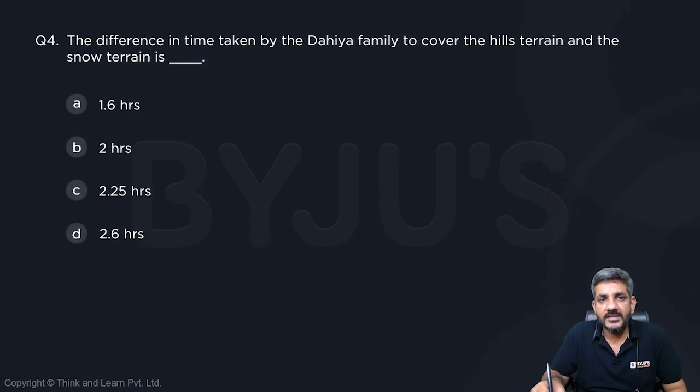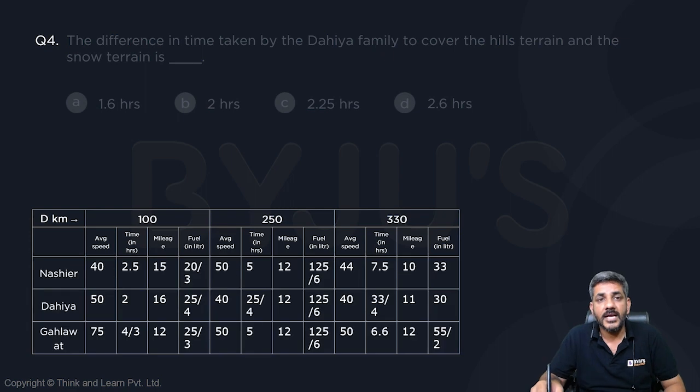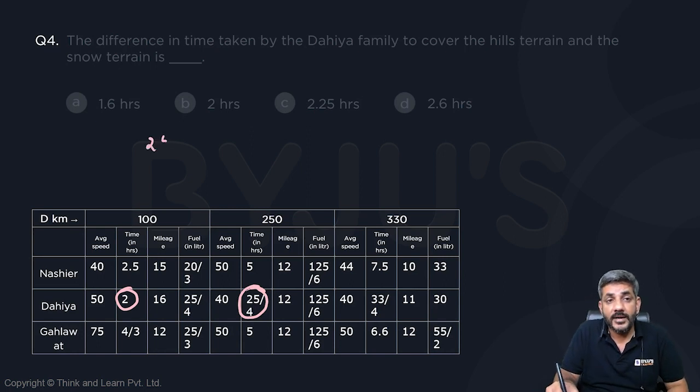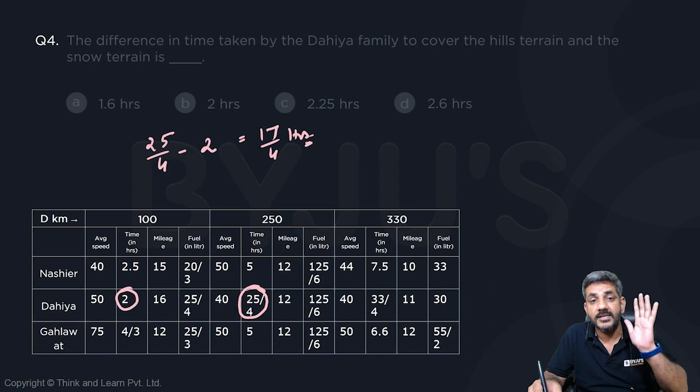And the last question: the difference in time taken by the Dahiya family to cover the hills terrain and the snow terrain. So how much time have they taken to cover the hills terrain? They have taken 25 by 4 hours to cover the hills and plains terrain, and 2 hours to cover the plains terrain. So I would say 25 by 4 hours minus 2 hours. This gives me 17 by 4 hours to cover the hills terrain.